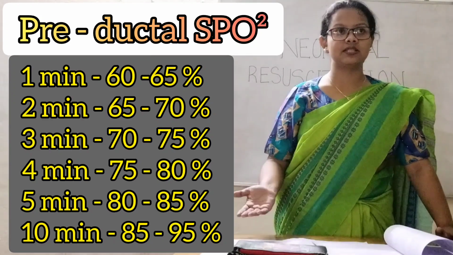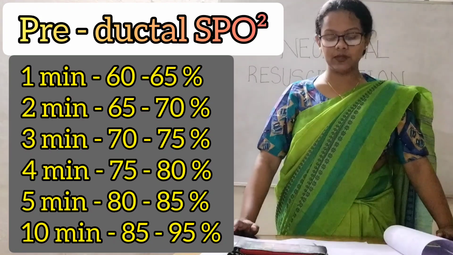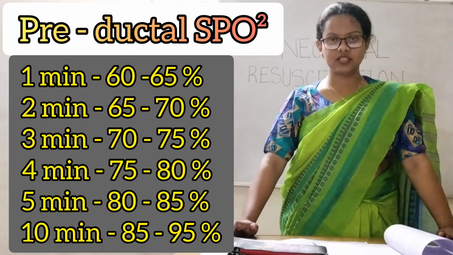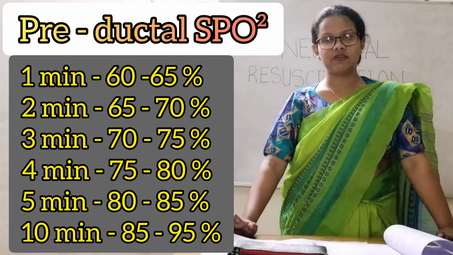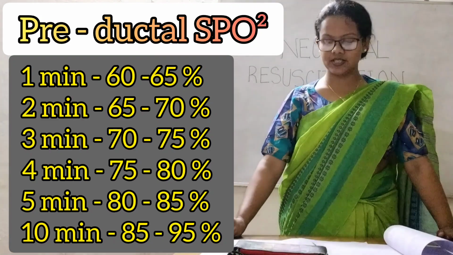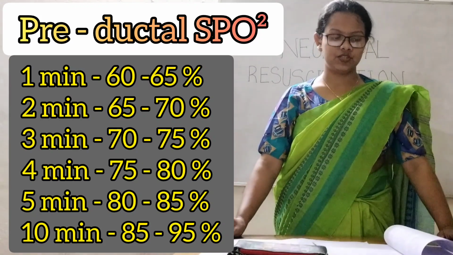Same as that, within 2 minutes, the normal SpO2 is 65 to 70%. Within 3 minutes, it is 70 to 75%. Within 4 minutes, it is 75 to 80%. Within 5 minutes, it is 80 to 85%. And within 10 minutes, it is 85 to 95%.